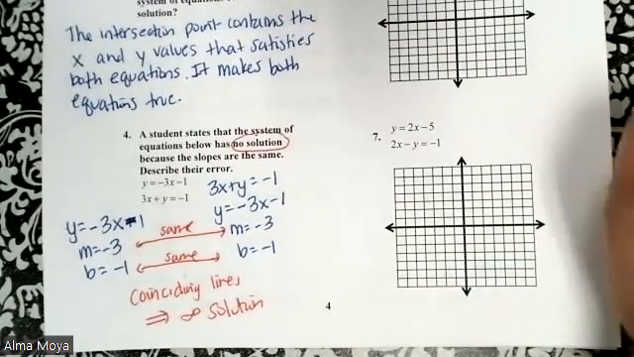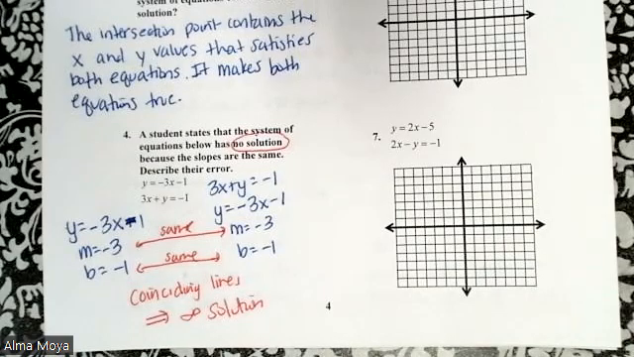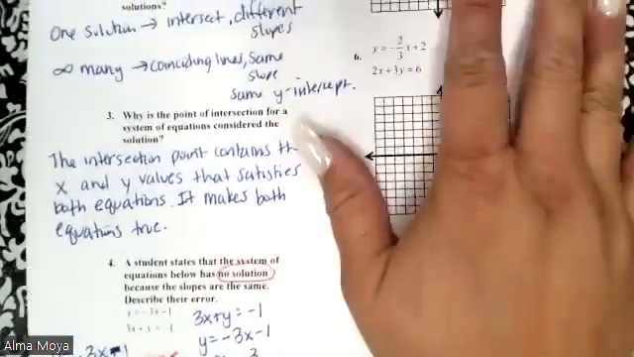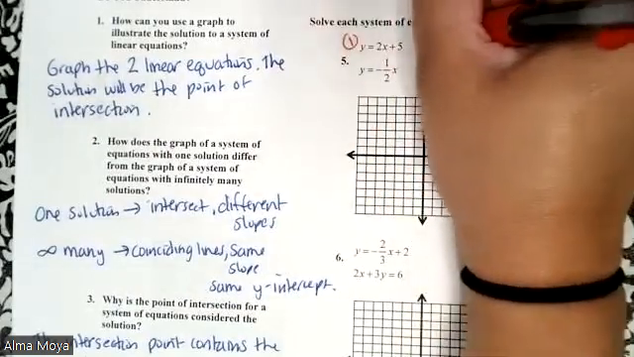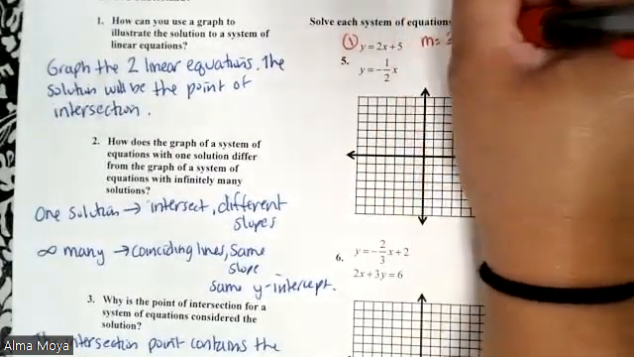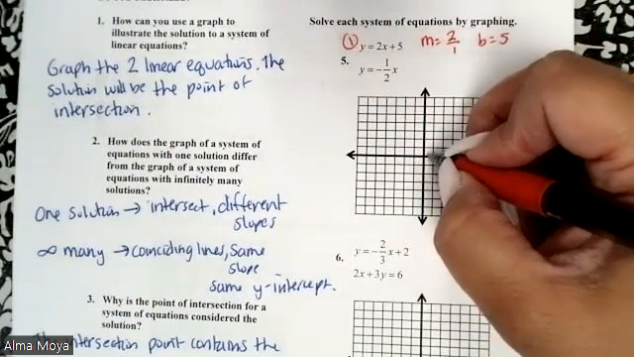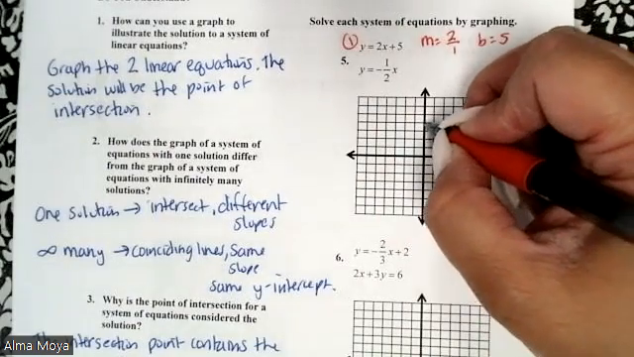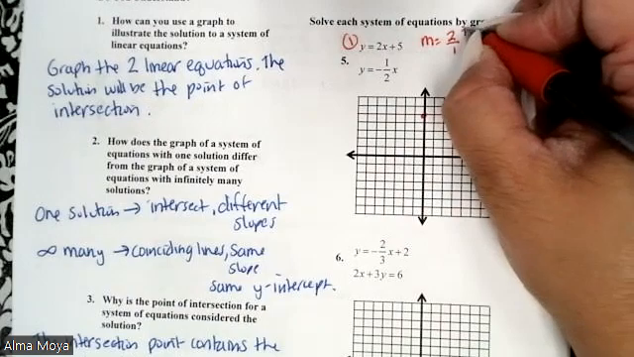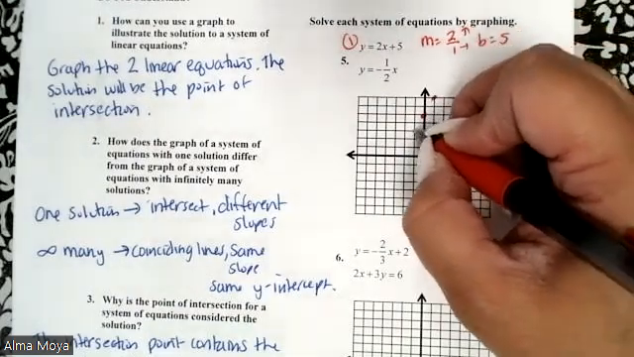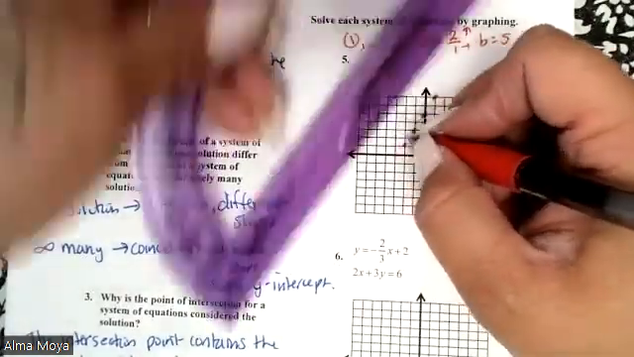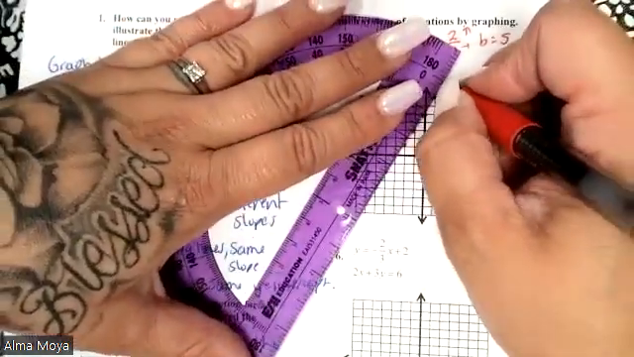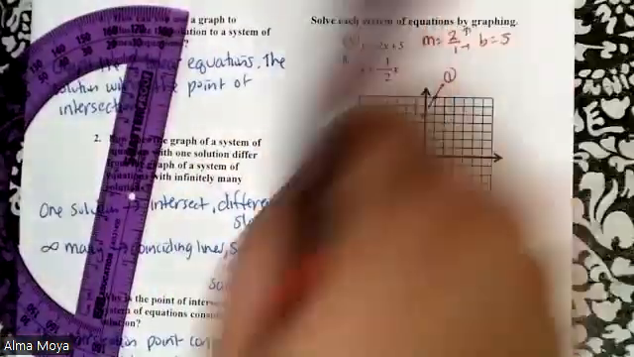Go ahead and hit pause, and I want you guys to graph 5, 6, and 7 and check what your solution is. I'm going to go ahead and graph them now. Here, the m is equal to 2 over 1. The b equals 5. My y-intercept is 5: 1, 2, 3, 4, 5. My slope goes up 2 over 1. So that's my first graph.